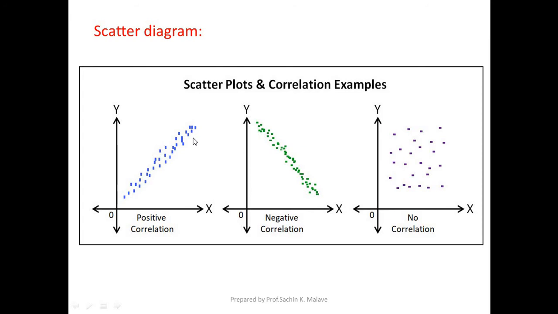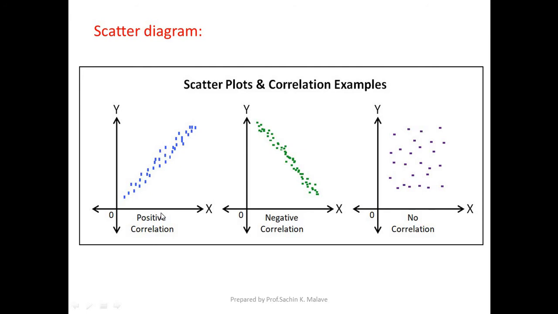What is the meaning of positive correlation? It means that an increase in the driving factor, whatever you are plotting on the x-axis, causes an increase in the performance characteristics, which is on the y-axis. An increase in the driving factor causes an increase in the performance characteristics and vice versa. So this is called a positive correlation.